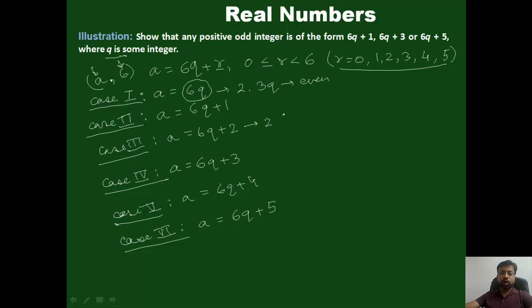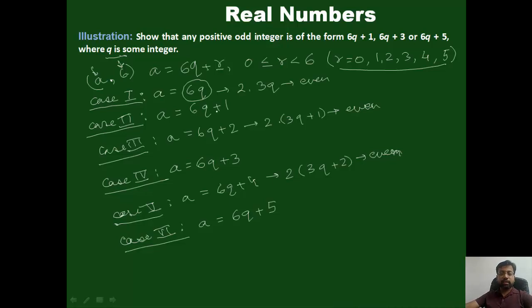Same is the case here. You take a 2 common, you get 3q plus 1. 3q plus 1 is an integer, and you multiply it with 2, so you get an even number. Any number multiplied by 2 would give you an even number. Similar would be the case here. You get 3q plus 2. Again, since 2 is a factor, it is an even number.